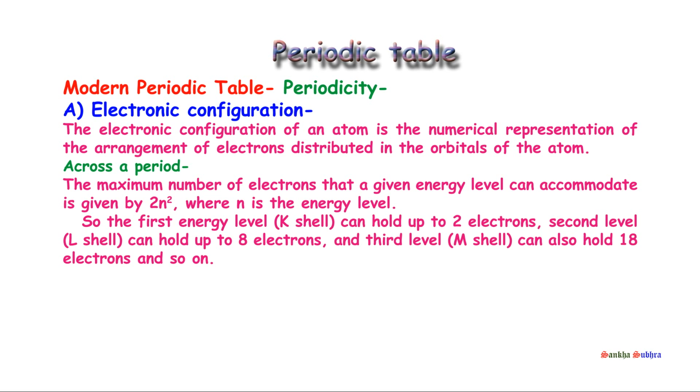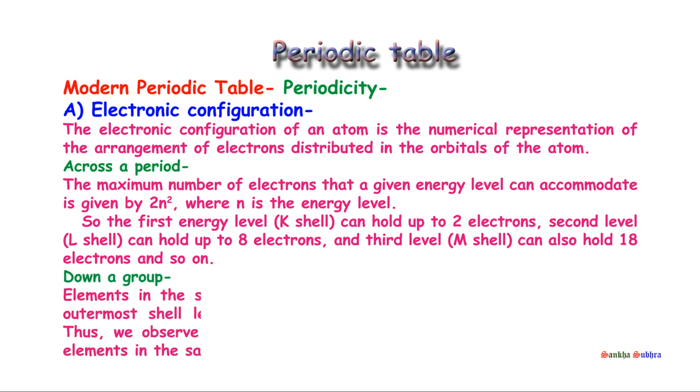For the second one, n will be 2. That is, this is the L shell. So here the total number of elements that can be accommodated is 2 into 2 squared, that is 8. So in the second shell a maximum of 8 electrons can be present. In the same way, in the third shell 18 electrons are going to be observed.